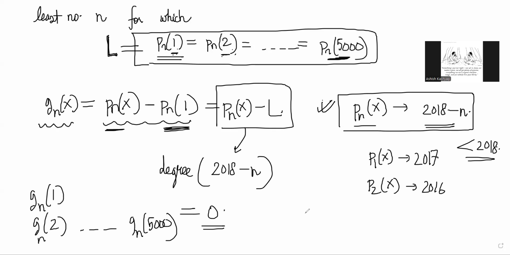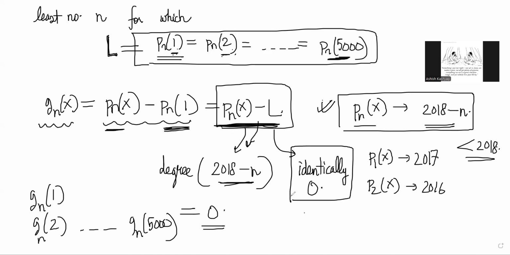Do you understand what I'm saying? Sir, is it like it should be a constant polynomial, so n is equal to 2018? Yes, it's identical. This polynomial has more roots than its degree, right? So the polynomial is identically 0. The polynomial must be an identity.